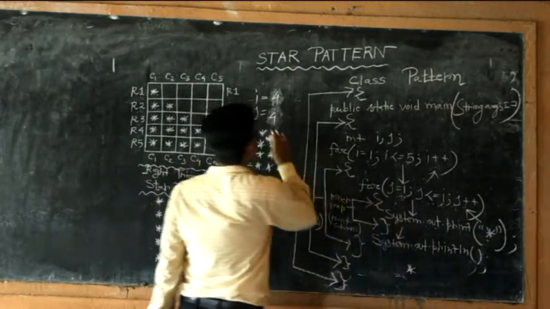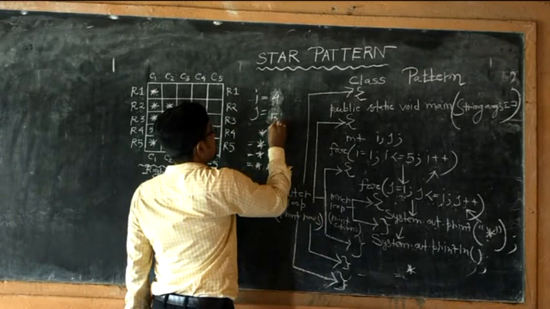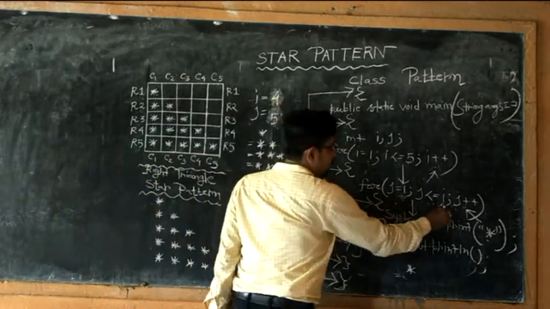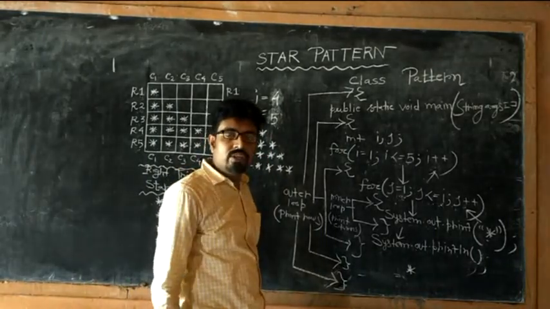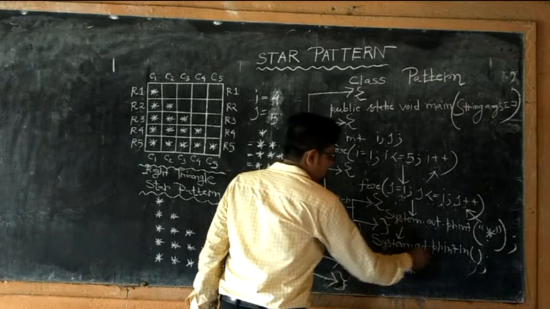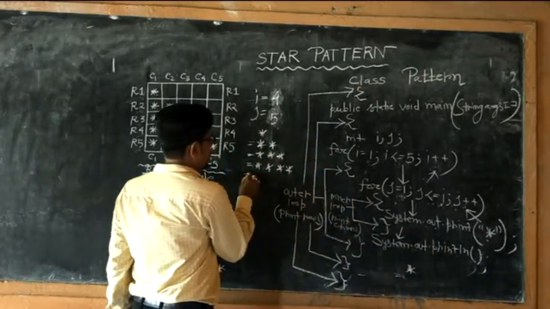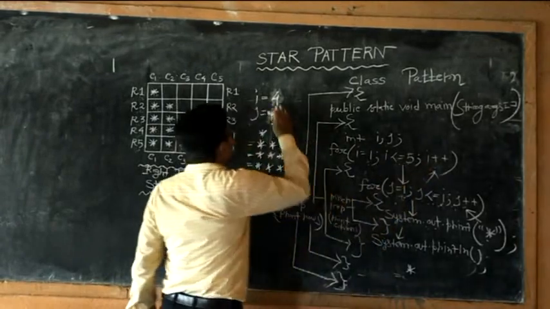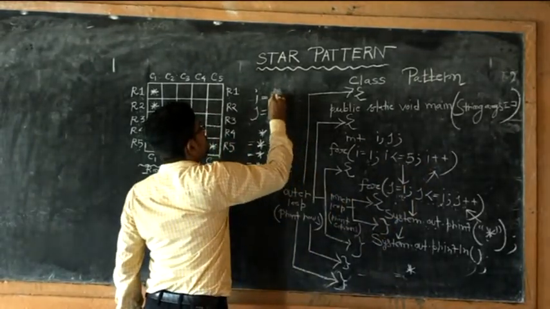Now j plus plus. j is becoming 5. So 5 less than or equal to 4, condition wrong. It will come to this section once again. System.out.println. Your cursor blinks here. Next, i plus plus will finally increase and it will be 5.